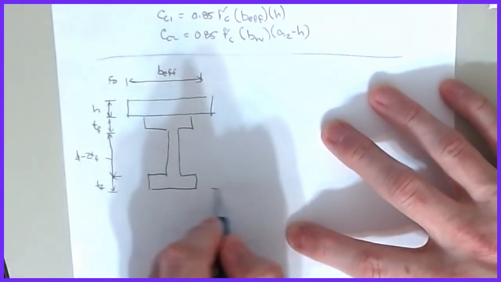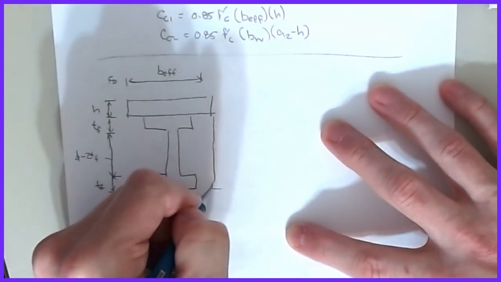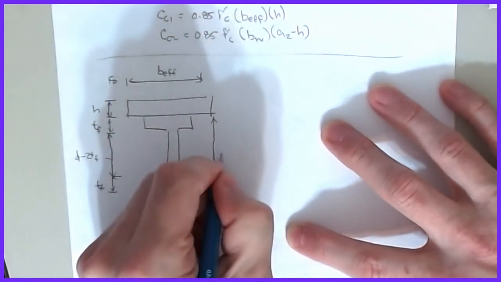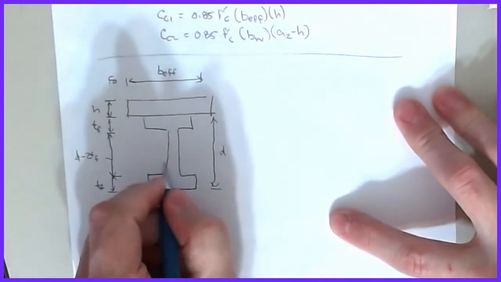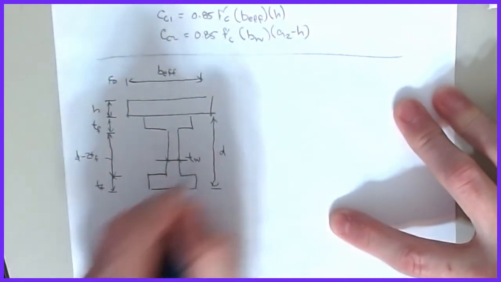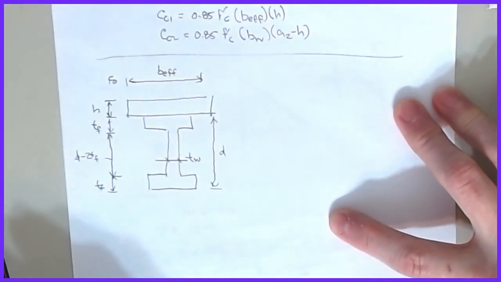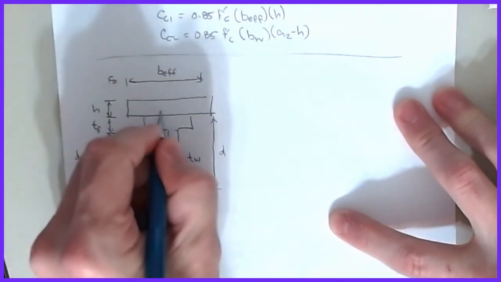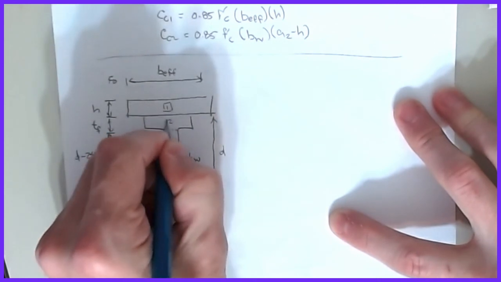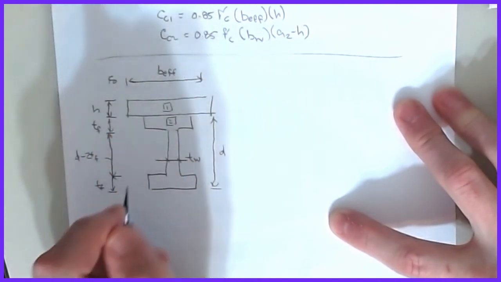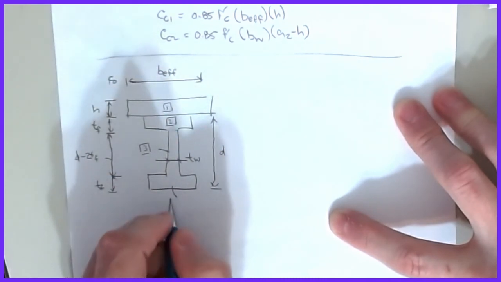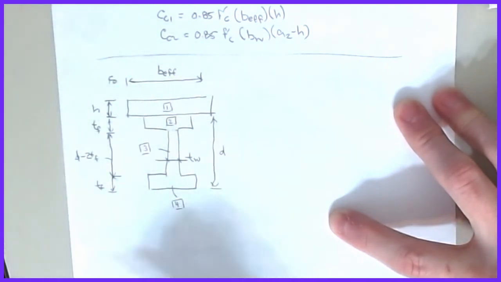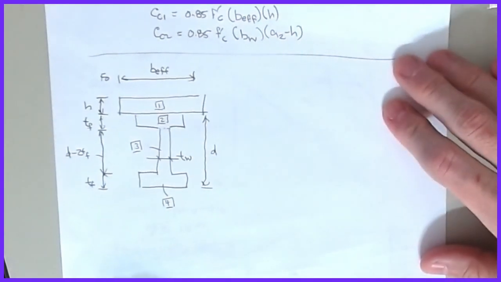All right. And again, we're calling this as that's our D, right? And then, of course, this is thickness of the web. So I'm going to call this as region 1. I'm going to call this as region 2. We'll call the web as region 3. And then we're going to call this guy as region 4.